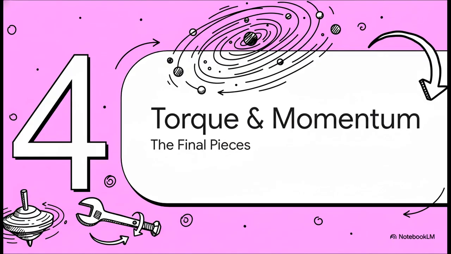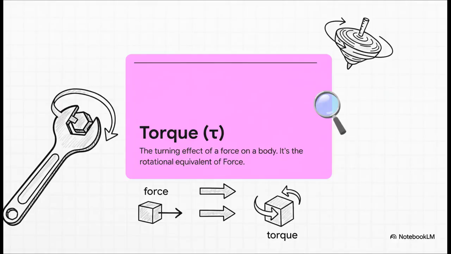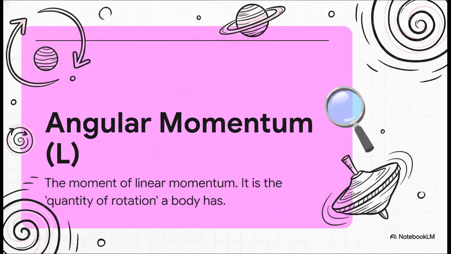Okay, so we've got the most important piece of our puzzle, moment of inertia. Now we just need to quickly grab the last two tools we need to finish the job, torque and angular momentum. This one's easy. If force is a push or a pull, torque is just a twist. It's what you're doing with a wrench when you turn a bolt. A torque is what you need to change how something is spinning. And last but not least, angular momentum. If linear momentum is the quantity of motion something has, well, angular momentum is its quantity of spin. It's just a way to measure how much rotation is going on.